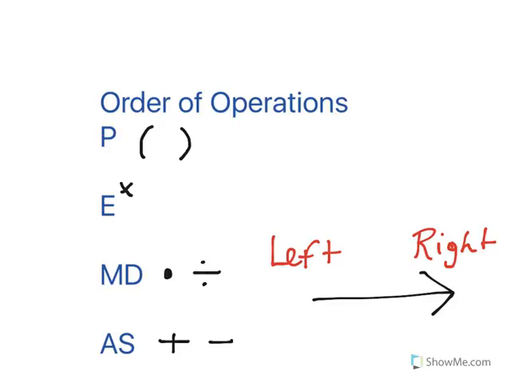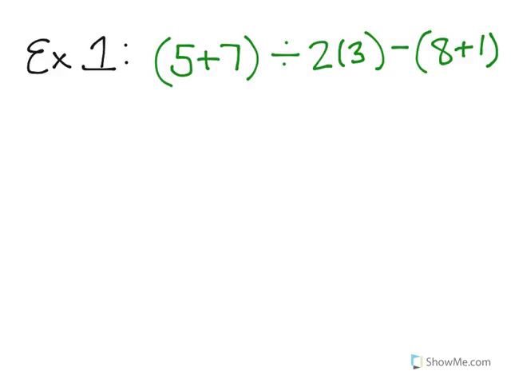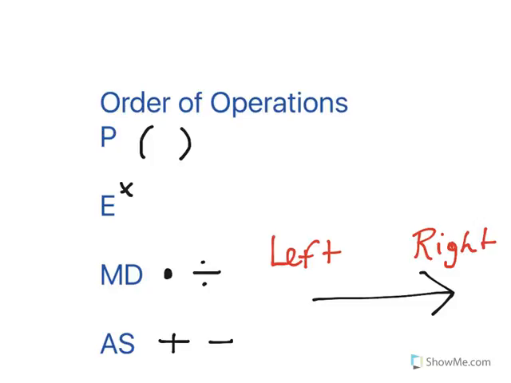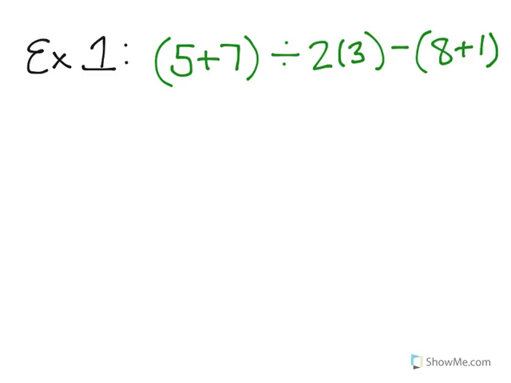So let's do some examples here. All right, so the first example. So we have (5 plus 7) divided by 2 times (3) minus (8 plus 1). And notice the parentheses say that those have to stay together. So thinking back to our order of operations, we have to do parentheses first. So I like to do these little carets, and I'm going to work left to right with the parentheses as well. So 5 plus 7 is 12.